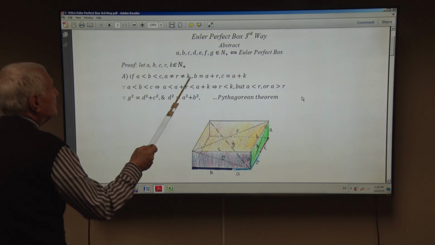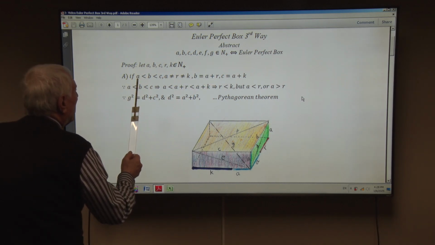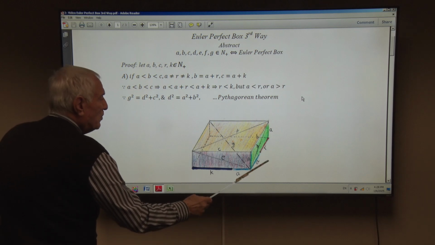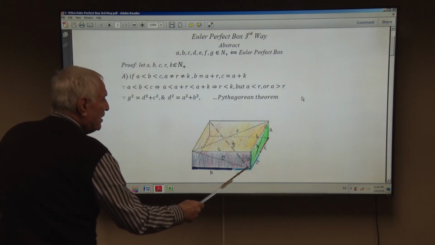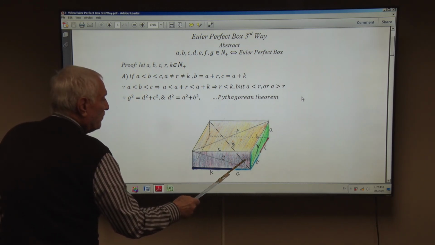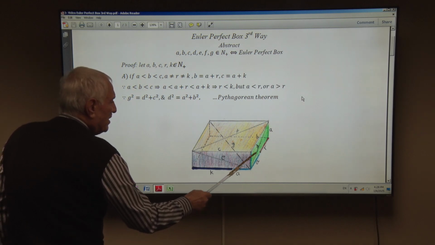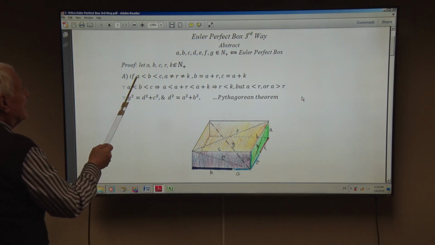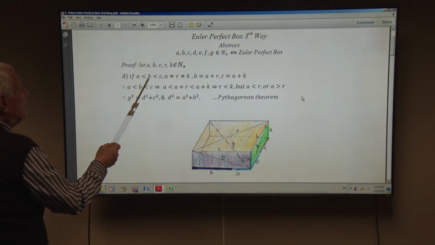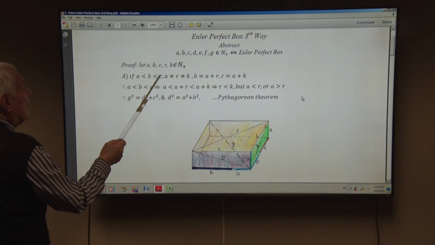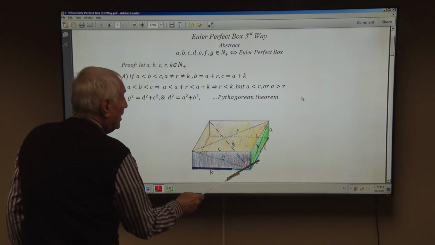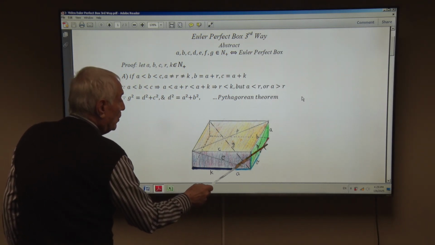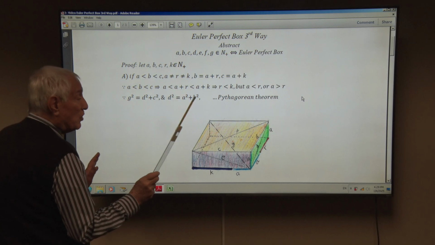When you have A less than B less than C, this is a normal box. Normally, we have a small, a middle, and a very long side. Small is here, A, B is the middle, and C is the long. See? A smaller than B, B smaller than C. And I am telling here, let A not equal to R, and not equal to K also. R, K not equal.